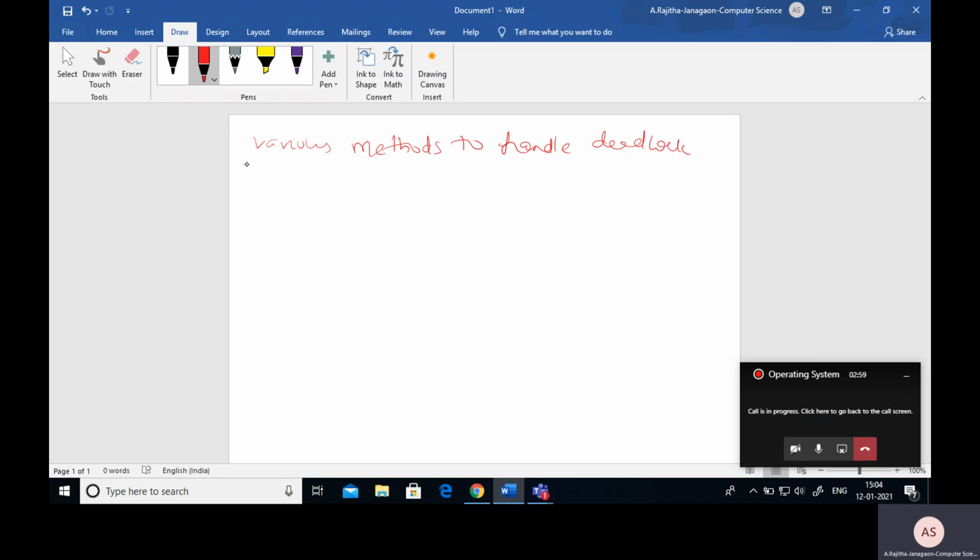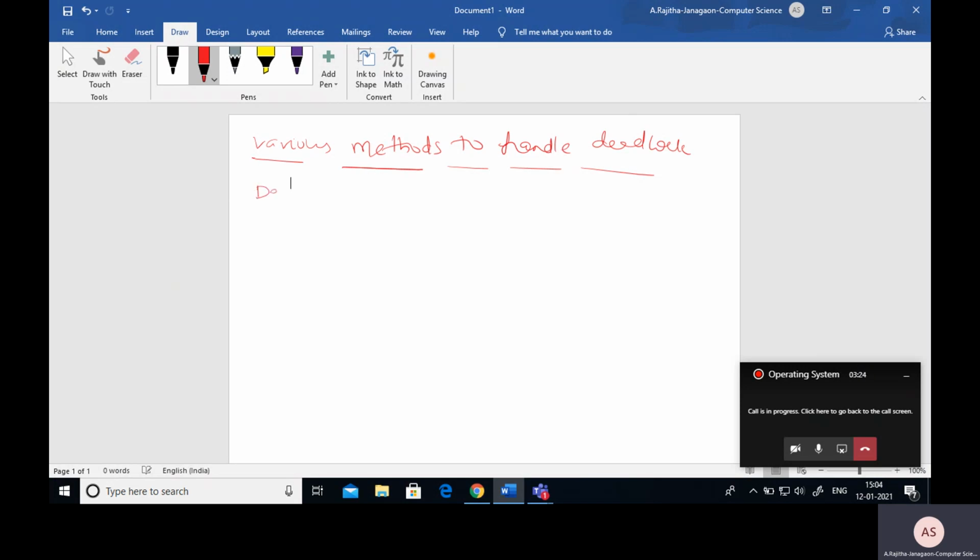Okay, what is a deadlock? In the previous class we discussed the four conditions. If the four conditions occur simultaneously, deadlock occurs. Now, how is the deadlock handled? Whenever a deadlock occurs, no process can finish its execution. So this is the problem, and for that we can handle the deadlock.